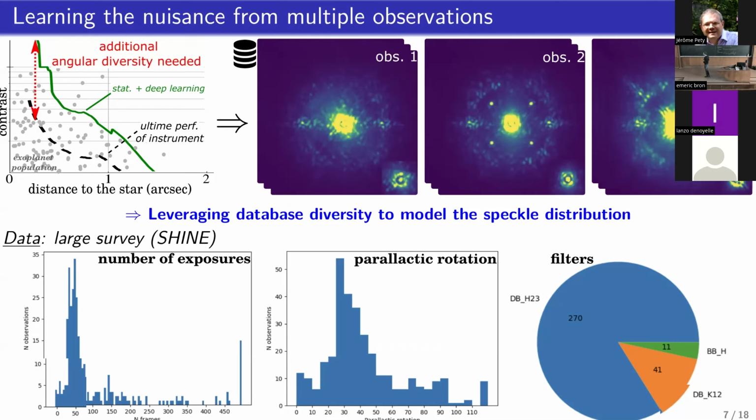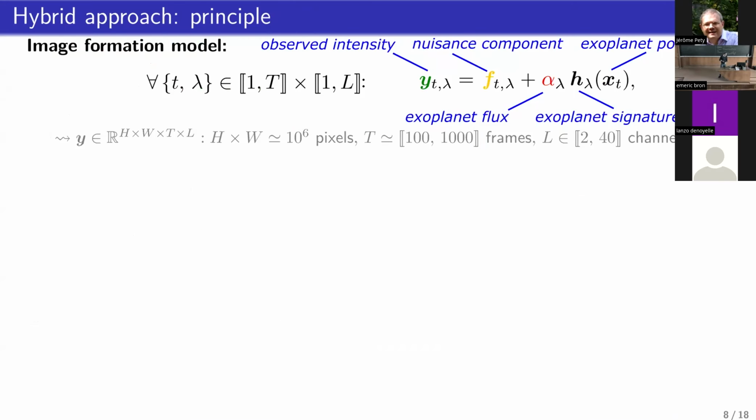So the natural solution is to leverage a database of observations from the same instrument in order to have multiple realizations of the nuisance subject to the same aberration of the instrument, because the aberration is common. And between these observations, we have some strong differences because the star is different, the observing conditions are different, and so on. So let's see how it works in practice.